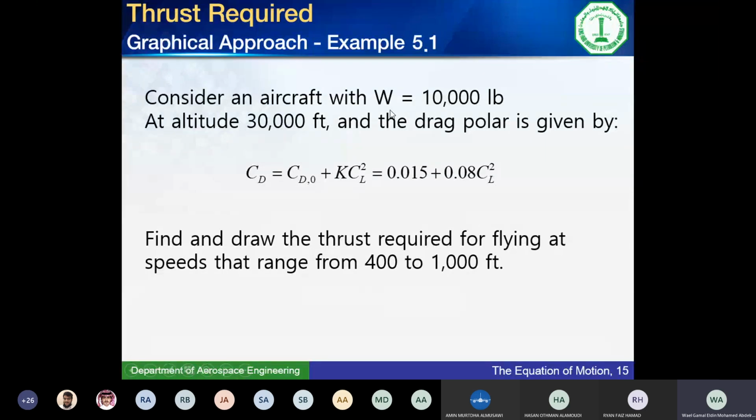It says consider an aircraft with a certain weight, flying at a certain altitude, and here is the drag polar given by this equation. So we know CD naught and we know the K. They are given for this aircraft. Find and draw the thrust required to fly the aircraft with a range of speeds from 400 to 1,000.